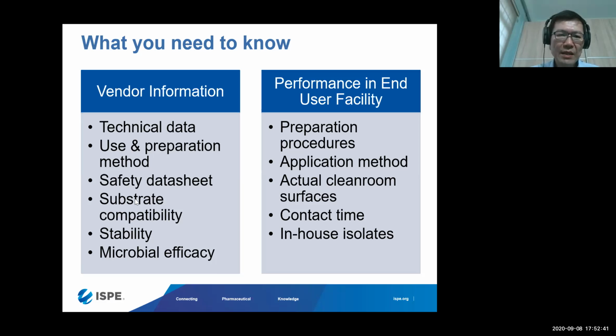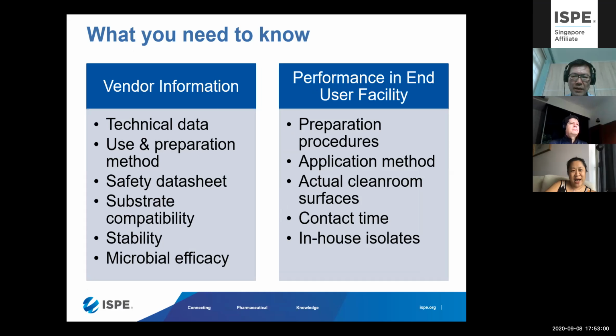Of course, these are the vendor information. So what is most important is you need to know the performance of the chemical disinfectants in your own facilities based on the preparation procedures, how you prepare the disinfectants, application methods, how you apply, whether you do fogging or just apply mopping on the surface or spraying, and also the actual clean room surfaces, contact time, and using your in-house isolates. So you will need to know the performance under all these conditions.